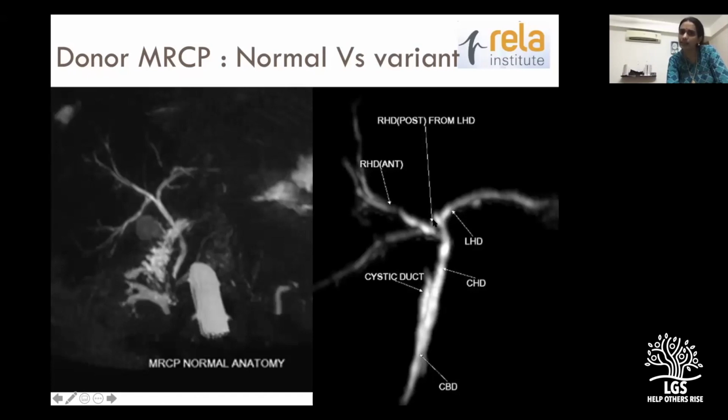This is a commonly seen variant anatomy where the right posterior duct will join the left hepatic duct just above the confluence. Then they join the right anterior to form the common hepatic duct. Once they receive the cystic duct, it becomes a common bile duct.